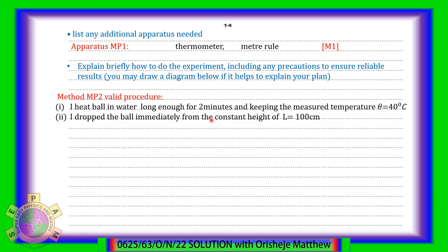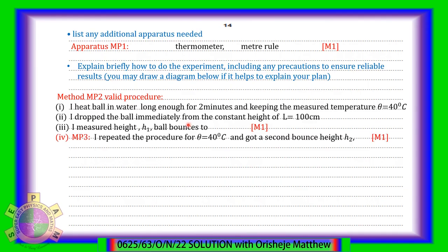I take out the squash ball immediately and then drop it from a constant height. I drop it from a height of 1 meter above the ground, so I can now measure the rebound, the height it will bounce to. Then the next thing, I measure the height of each bounce and record it. Then I repeat this procedure, 1 to 3. So I repeat the procedure for the same temperature and get the second bounce height.